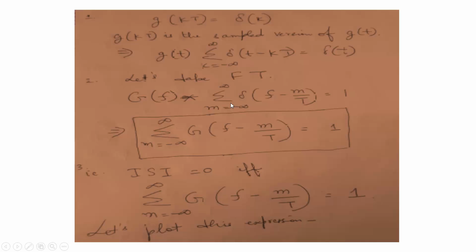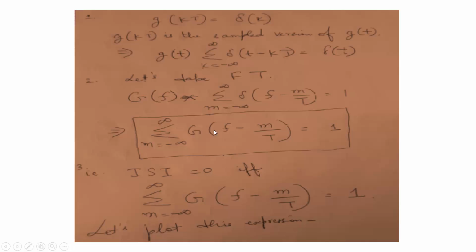Now we can take the sigma out from this convolution, and when G(f) gets convolved with delta(f minus m/T), what we get is G(f minus m/T). So this is the expression. This is the most important expression for getting ISI free communication, which says that the sum over m going from minus infinity to infinity of G(f minus m/T) equals 1. This is the Nyquist expression for zero ISI.